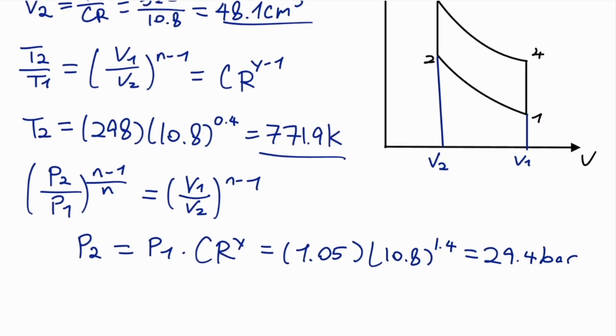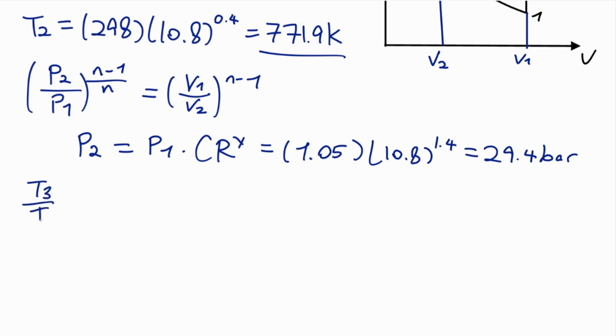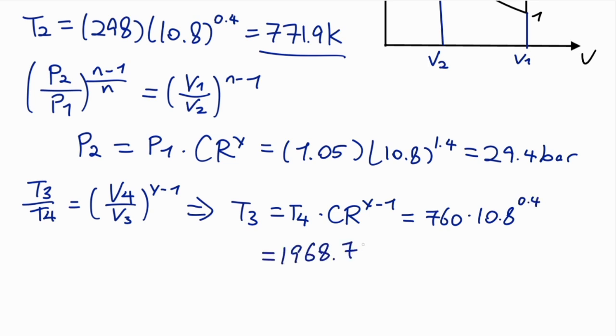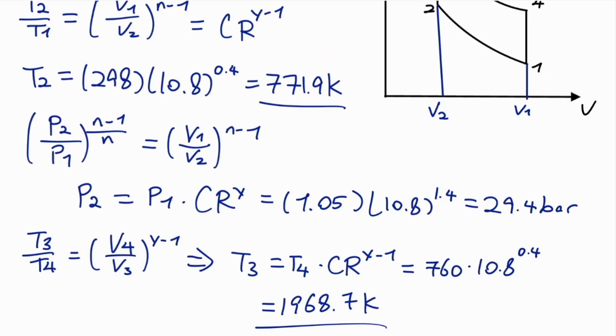Next up, let's go for T3. T3 divided by T4 is equal to V4 over V3, remember, flip the indices, to the power of gamma minus 1. T3 is equal to T4 times CR to the gamma minus 1. This is going to equal 760 times 10.8 to the power of 0.4, which is finally equal to 1968.7 Kelvin. Now we have all the temperatures. So given all the temperatures, we can just use the polytropic exponent for every single thing else using the temperature equations.